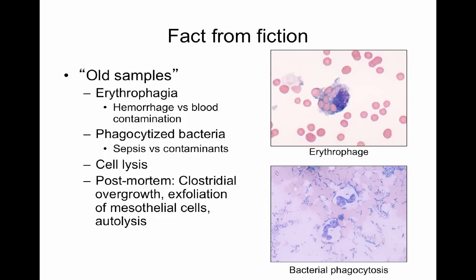You also get cell lysis, as I showed you with the hematology. Samples collected post-mortem are invariably frustrating and often not helpful unless you're actually imprinting masses, because particularly with body cavity fluids, you get clostridial overgrowth and exfoliation of mesothelial cells and pretty much cell death, so you don't even know what you're looking at.